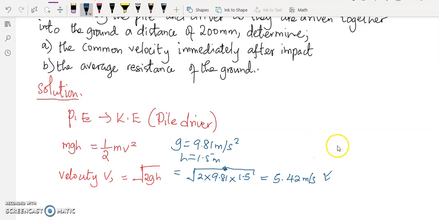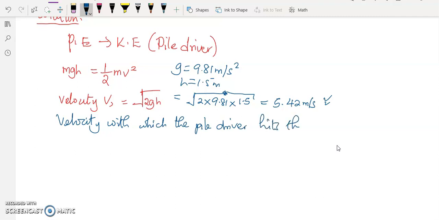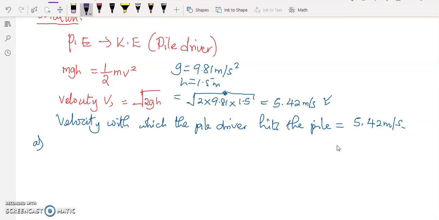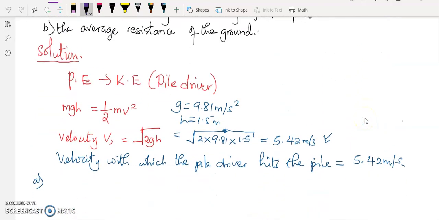So that is the velocity with which the pile driver hits the pile, which is equivalent to 5.42 meters per second. Then let's now look at the first part of the question, which asked us to get the common velocity immediately after impact.